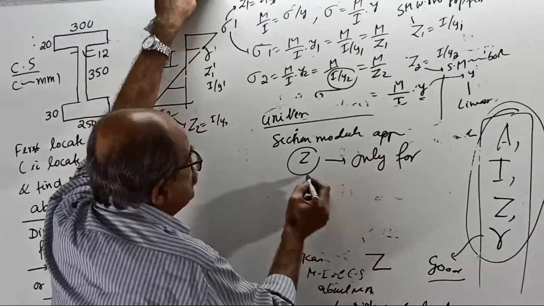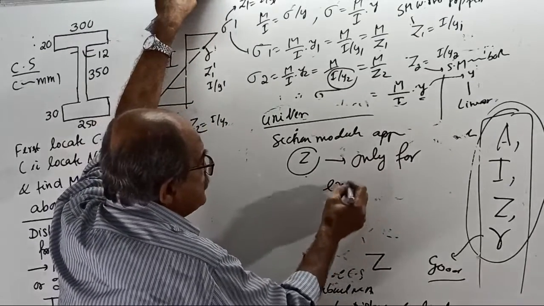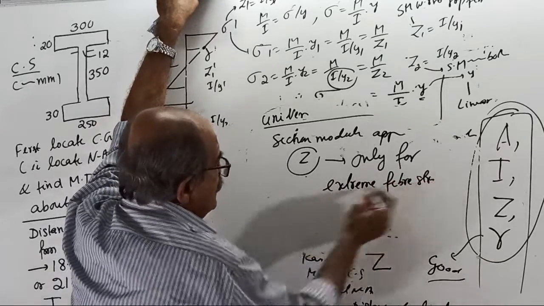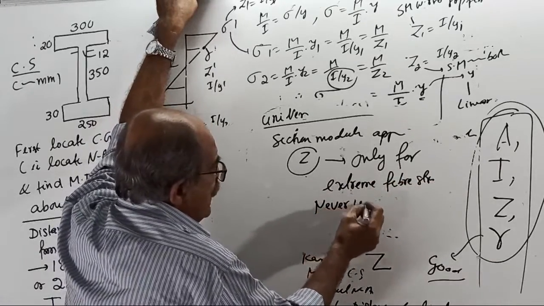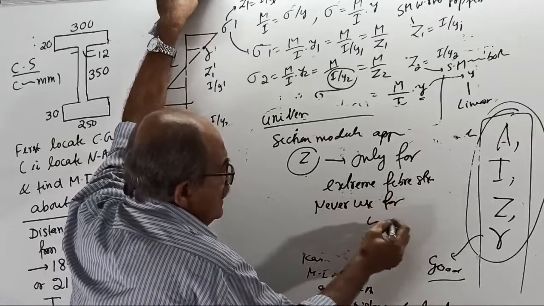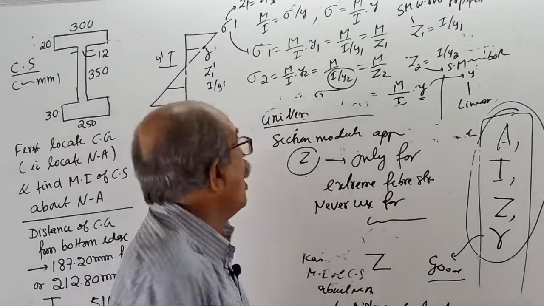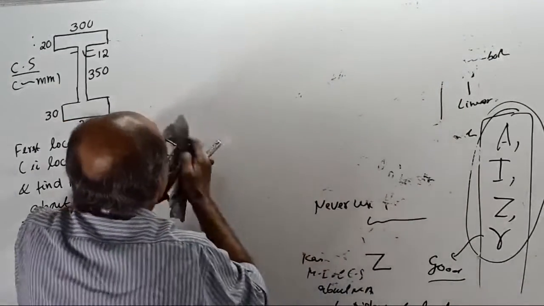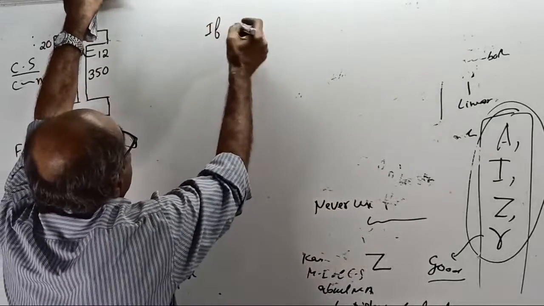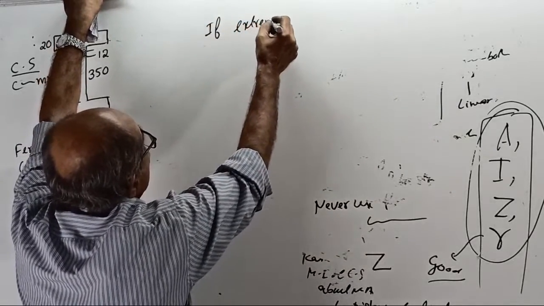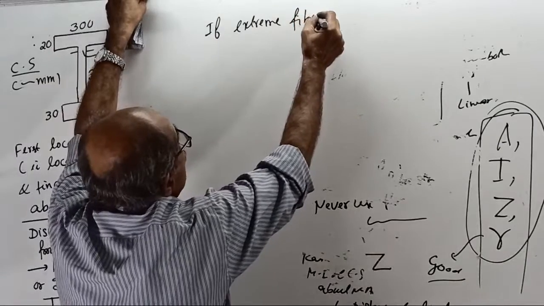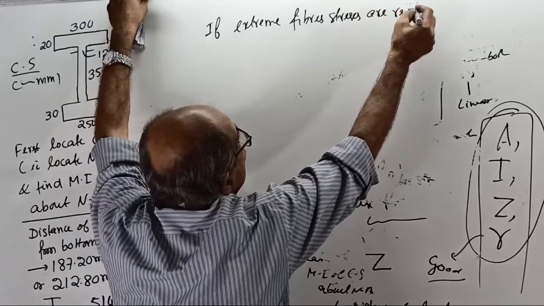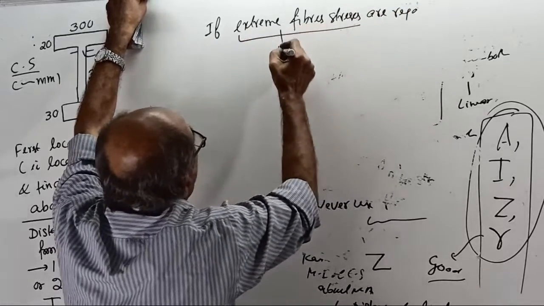Section modulus approach Z, use only for extreme fiber stresses. Never use it for any intermediate level stress. Make a note here. See, last note: if extreme fiber stresses are required, actually this is the most important.